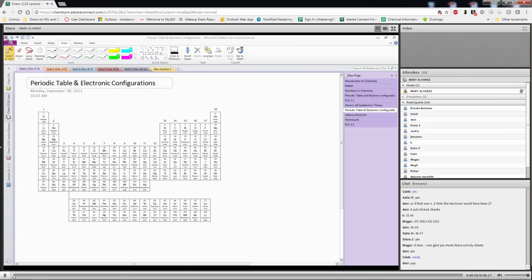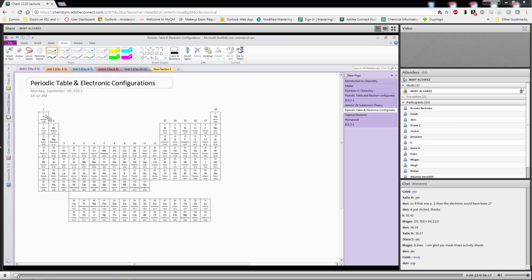So this is my lecture on periodic table and electronic configurations. We're going to start by looking at this periodic table, and I'm just going to change it in one little way. You guys might have looked at this and thought, this is kind of a funny shape for a way to organize the elements, right?